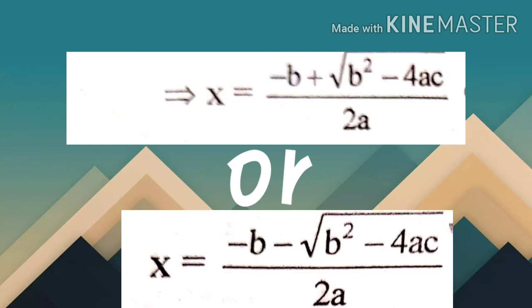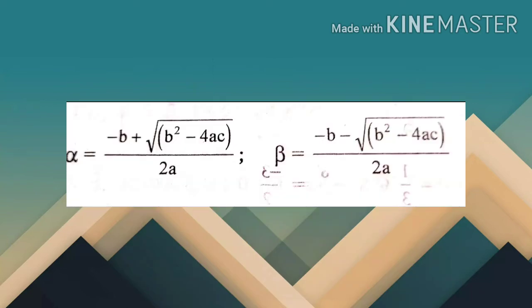Transposing b/2a to the right hand side, we have x = -b/2a ± √(b² - 4ac)/2a. This implies that x = (-b ± √(b² - 4ac))/2a. This implies that x = (-b + √(b² - 4ac))/2a, or x = (-b - √(b² - 4ac))/2a. Let's take (-b + √(b² - 4ac))/2a as α and (-b - √(b² - 4ac))/2a as β.